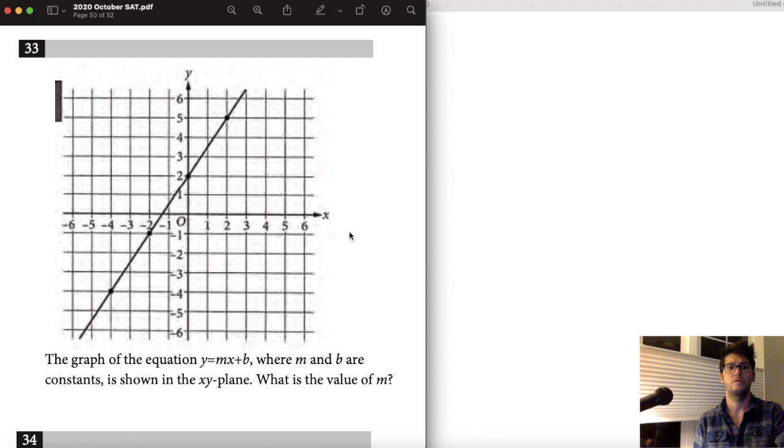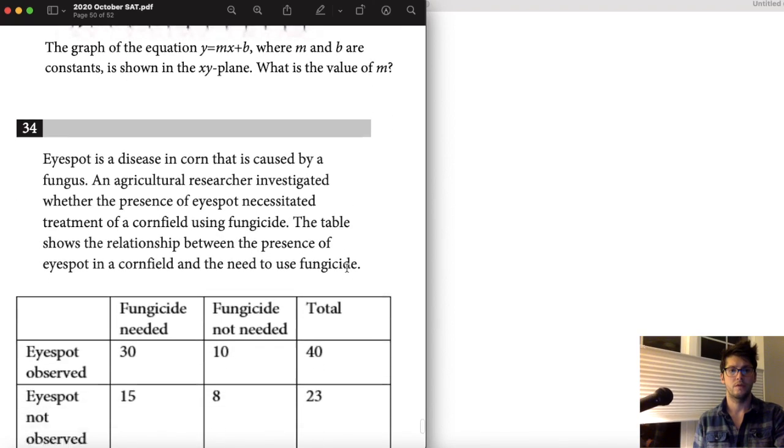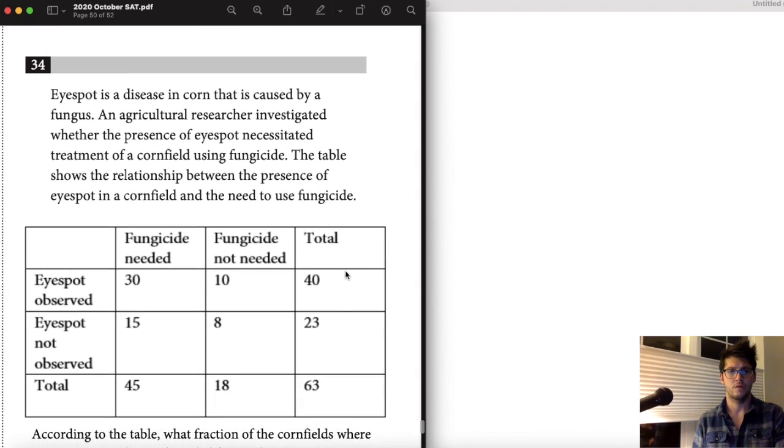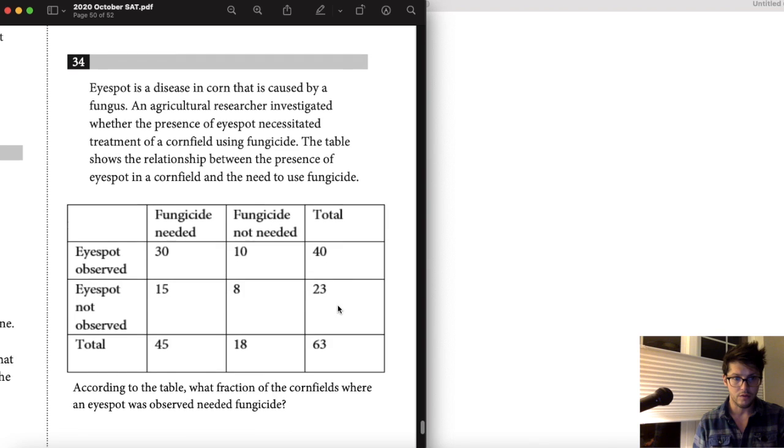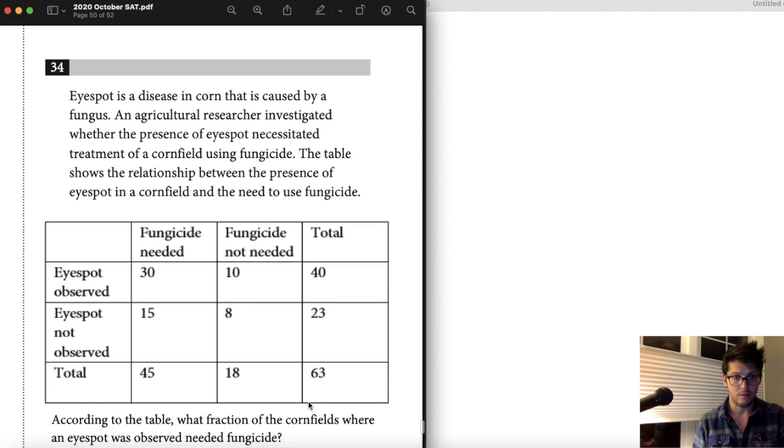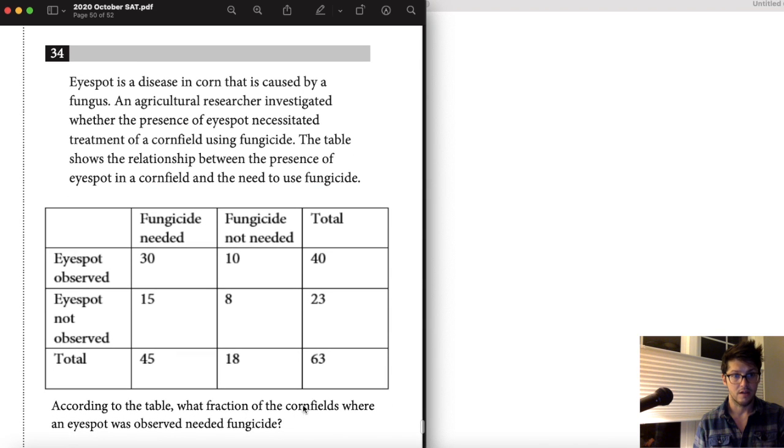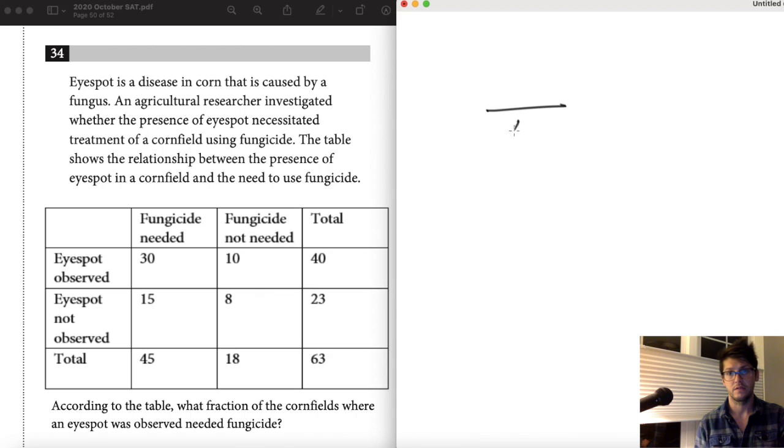Right? 34. What fraction of the cornfields, go all the way to the question first, the last sentence. What fraction of the cornfields where an eye spot was observed needed fungicide? Let's just figure out what that was. There's a total of 40 where an eye spot was observed. So out of 40, needed fungicide, 30 out of 40, 3/4.